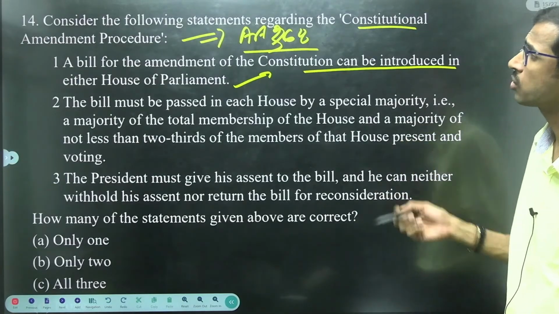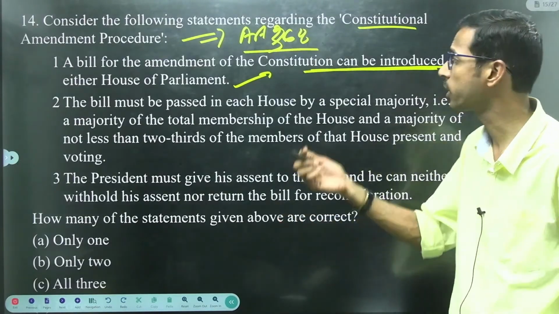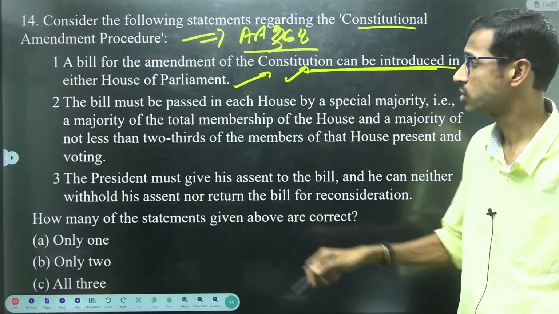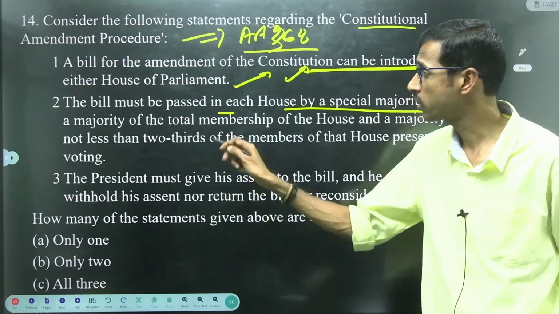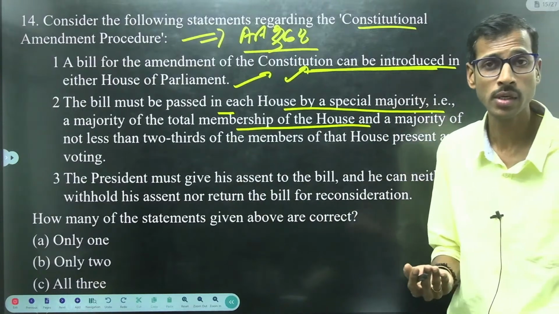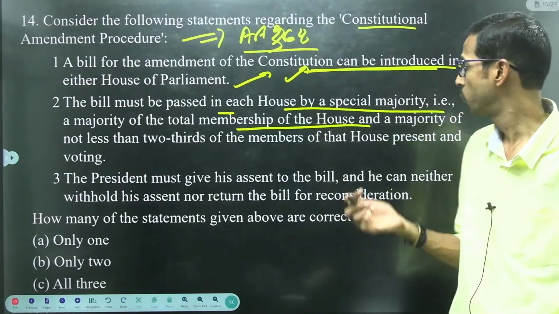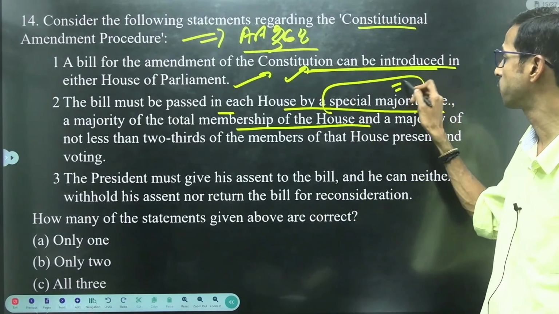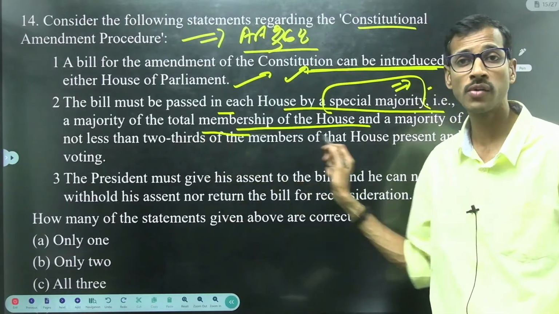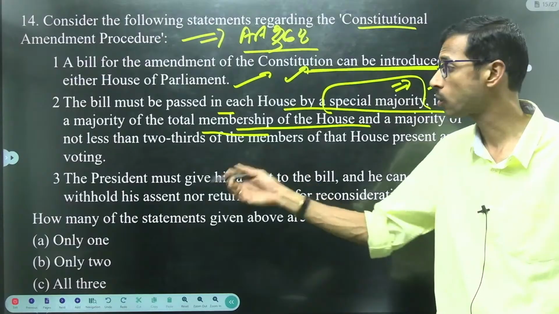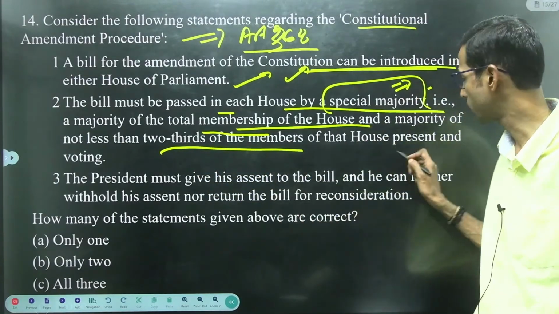Introduction means a bill for the amendment of the constitution can be introduced in either house of the Parliament. That is completely correct. The bill must be passed in each house by a special majority, a majority of the total members. What is a special majority here? For these types of constitutional procedures or money bills, we have to follow certain specific or special procedures. Those are special majority: a majority of the total membership of the house, and also 2/3 of the members of the house present and voting. That is required here.